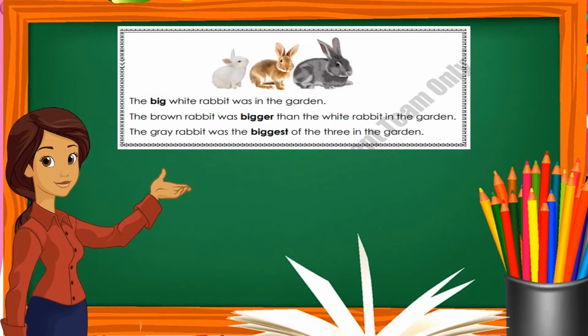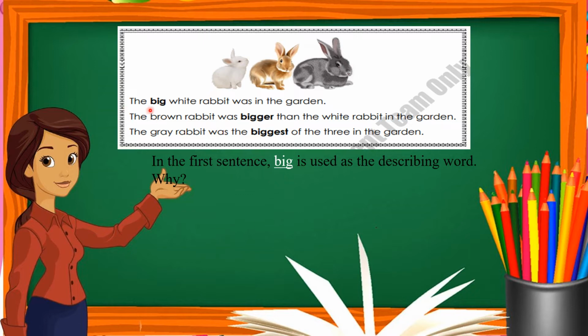Here, the big white rabbit was in the garden, right? Okay. Here, big, bigger, and biggest. These are the adjectives used in the sentence. Now, in the first sentence, big is used as the describing word. Why? In the first sentence, big is used as the describing word. And why?